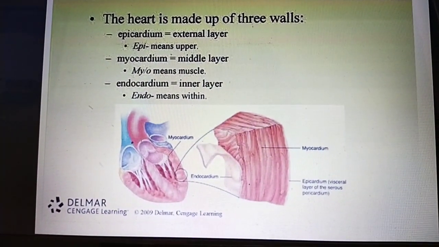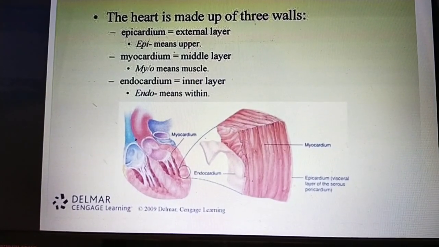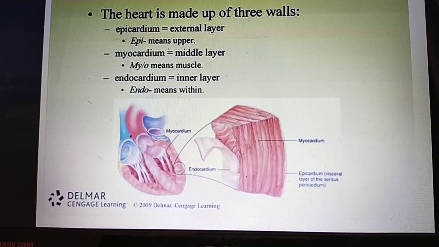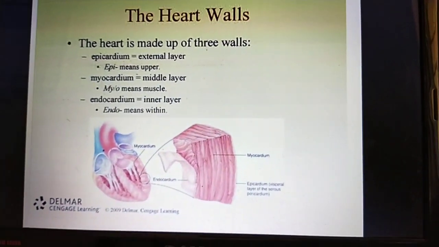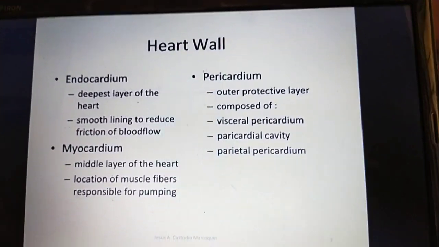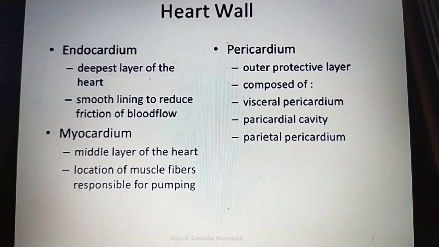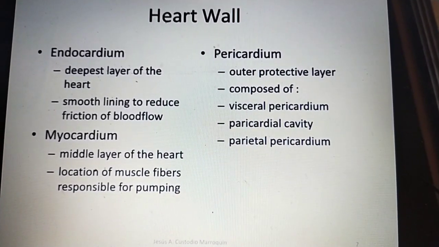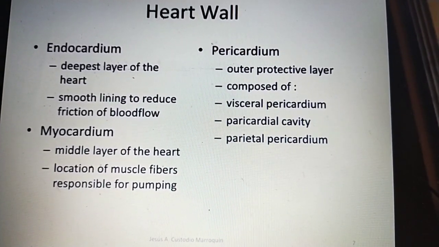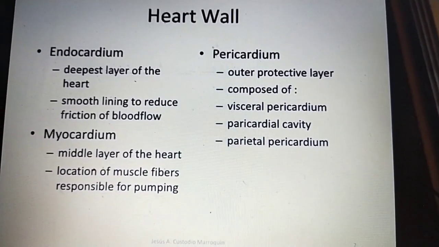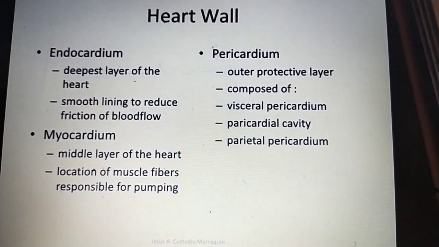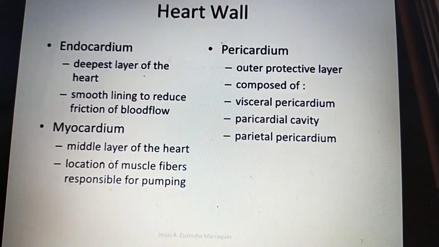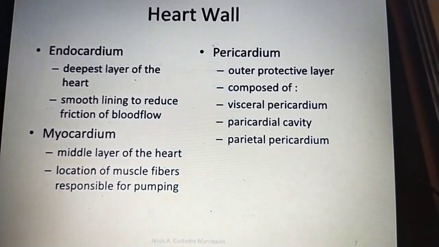Endocardium is the innermost layer. Endo means within. So the endocardium means the innermost layer of the heart. Now we can go for somewhat more detail about the endocardium. The endocardium is the deepest, innermost layer of the heart, a smooth lining to reduce the friction of the blood flow. Another function is that the endocardium prevents the suction of blood by the heart.